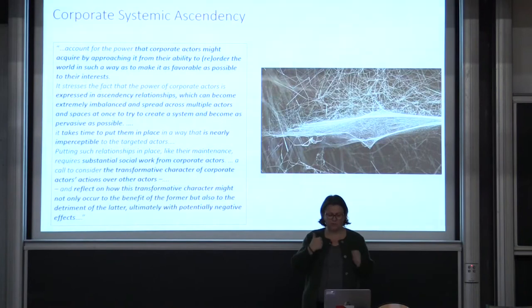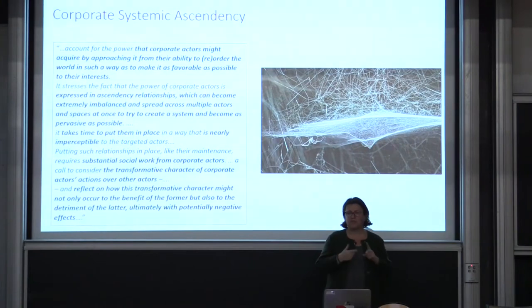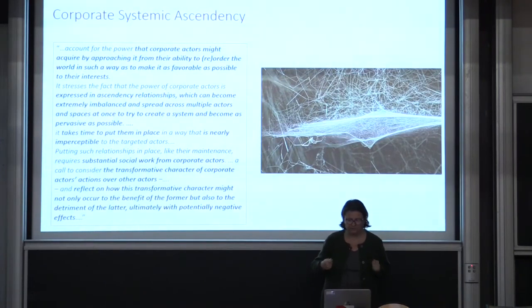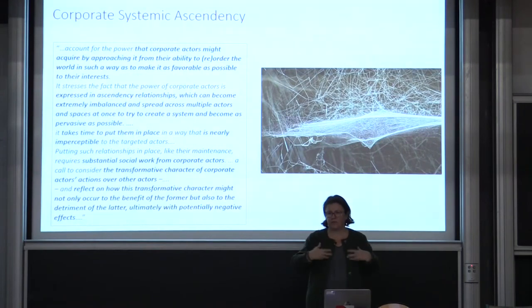I think this image expresses both the idea that you need time, it's not done at once, and that it is systemic: if you want efficiency, you need to transform all the space you have and build a web on all the space you need. It also means you need a substantial social work. And the last idea is the transformative character that happens when there is a deployment of this corporate systemic ascendancy. It transforms the people, the process, the society in which it deploys.